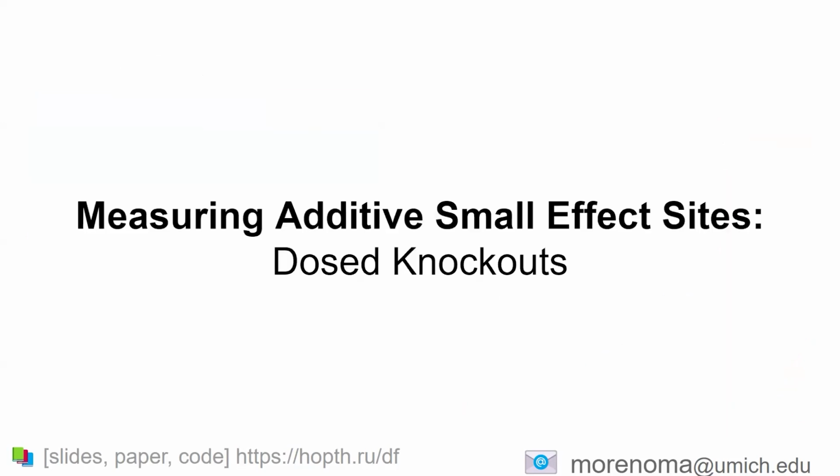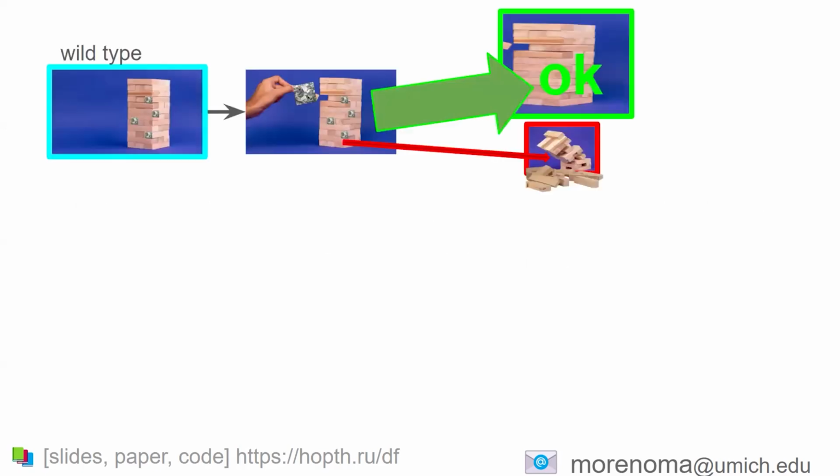So now that we've defined these two mechanisms through which cryptic sequence complexity can manifest, we'll now move to talking about some of the proposed approaches in this extended abstract to going after quantifying and characterizing this type of structure. So the first approach we'll talk about is dose knockouts.